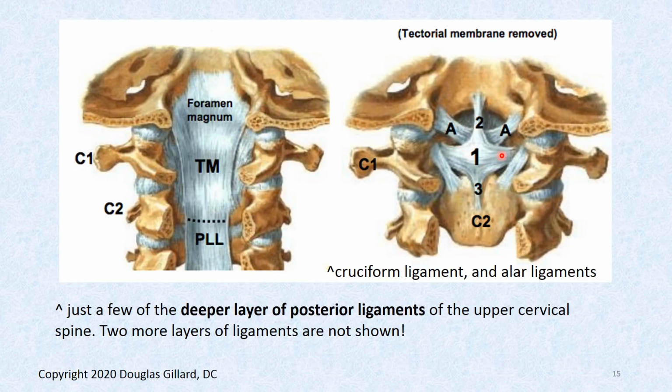That is very important for the stability of C1 and C2. Some of you who have rheumatoid arthritis who are watching this video, rheumatoid arthritis is an autoimmune attack against ligaments. People with rheumatoid arthritis can get inflammation and destruction of this ligament, and they can lose stability between C1 and C2.